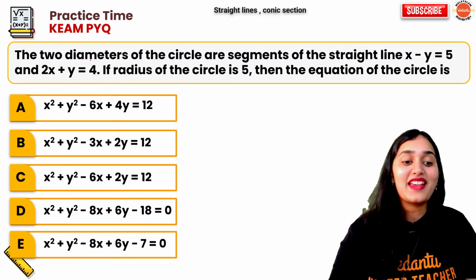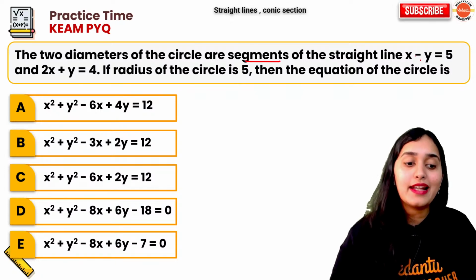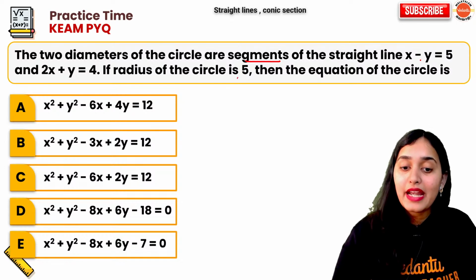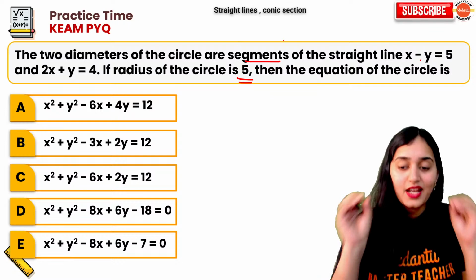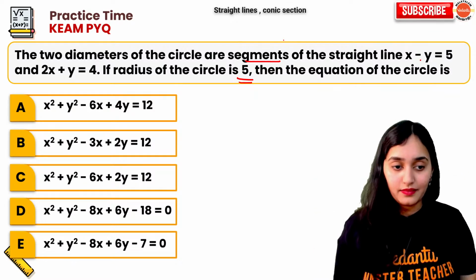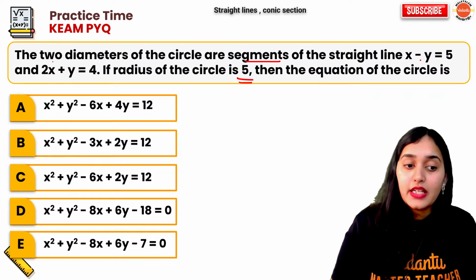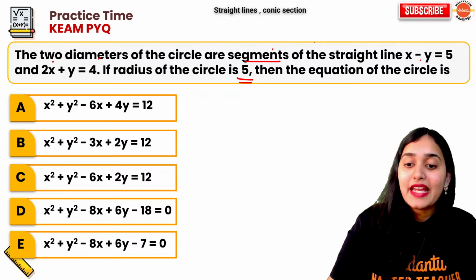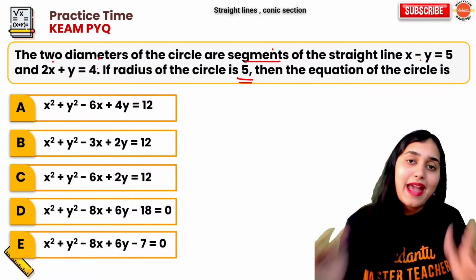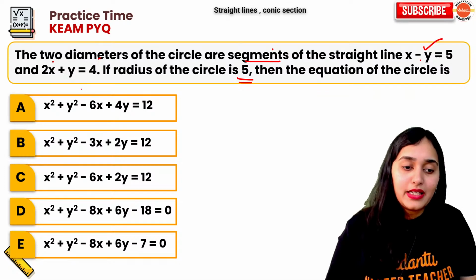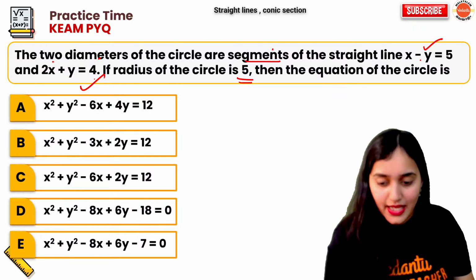Okay, next question. The two diameters of the circles are segment of the straight lines this and this. If the radius of the circle is 5, then the equation of the circle is dash. Very, very unique question. Try to understand what it is saying. First thing, the two diameters are segment of the straight lines. Now, imagine that these are the diameters. They are the segment of these lines. That means they are the diameter equations as well.